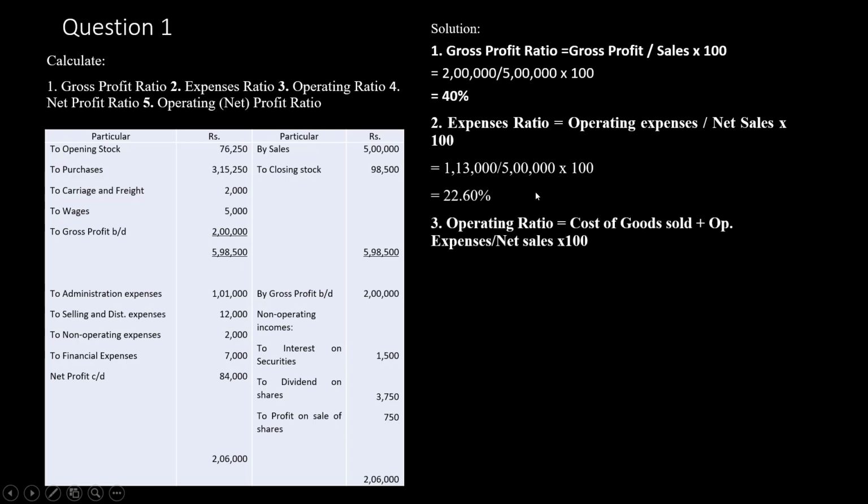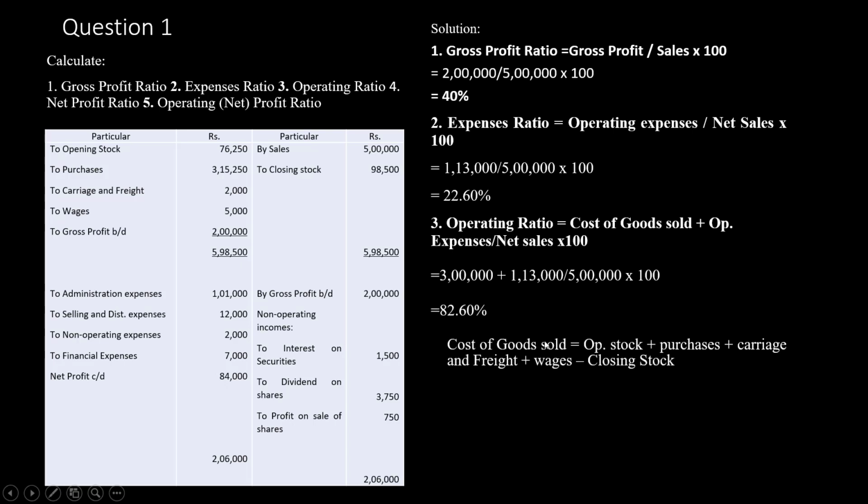Number 3 was operating ratio. It was cost of goods sold plus operating expenses divided by net sales into 100. Once you get the value of cost of goods sold and operating expenses, then you can calculate the operating ratio. So all the steps are given in this, and the explanation was already there in the previous video. You can check out the previous video for this.